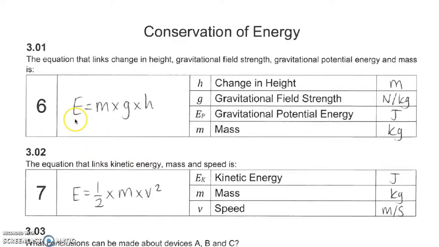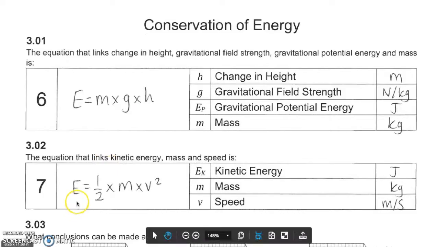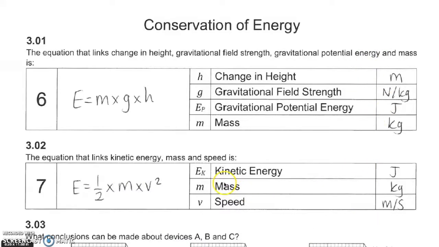The first one is gravitational potential energy. It's equal to the mass times the gravitational field strength times the height, okay? Second one is the kinetic energy, which is half times the mass times the velocity squared. Here are the respective units. In your exams, you've got to be able to rearrange these equations, okay, to find one of the unknowns.